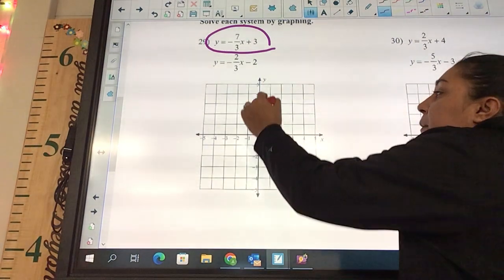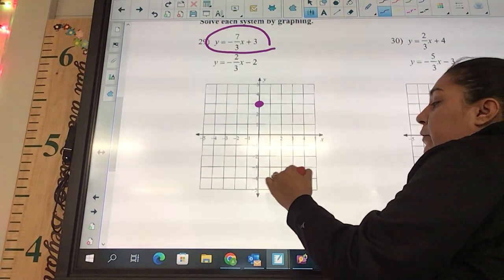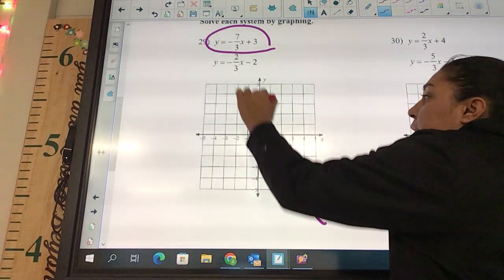7/3. Okay, and I cannot go up 7, so I'm going to have to go down 7. 1, 2, 3, 4, 5, 6, 7 over 3. And I need a negative line. So here's my first one.